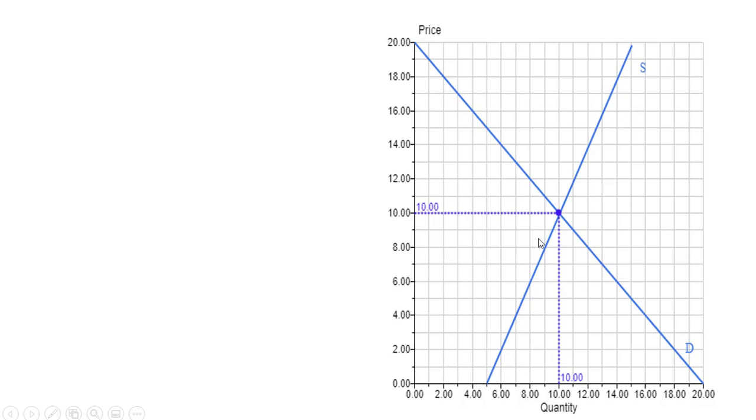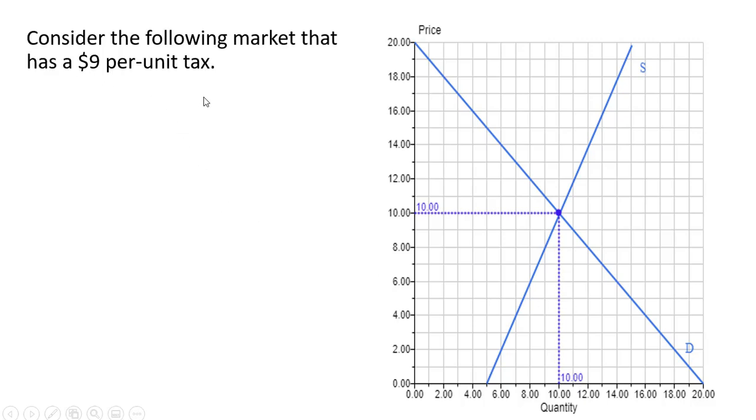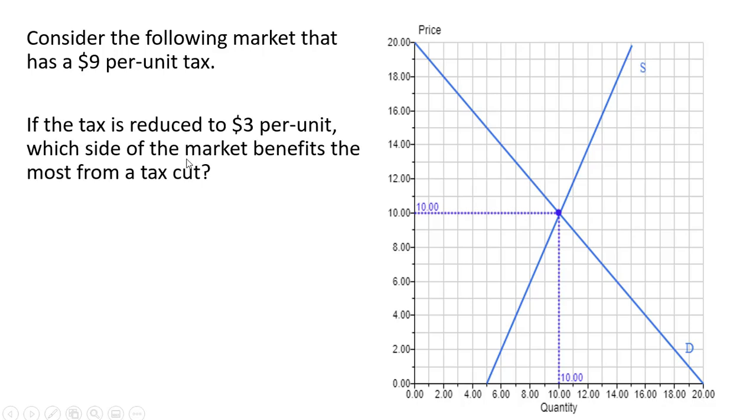So here is our supply and demand, where the equilibrium price before the tax is $10 and the equilibrium quantity is 10. So we're going to consider the following market that has a $9 per unit tax. If the tax is reduced to $3 per unit, a $6 tax cut, which side of the market benefits the most from a tax cut?